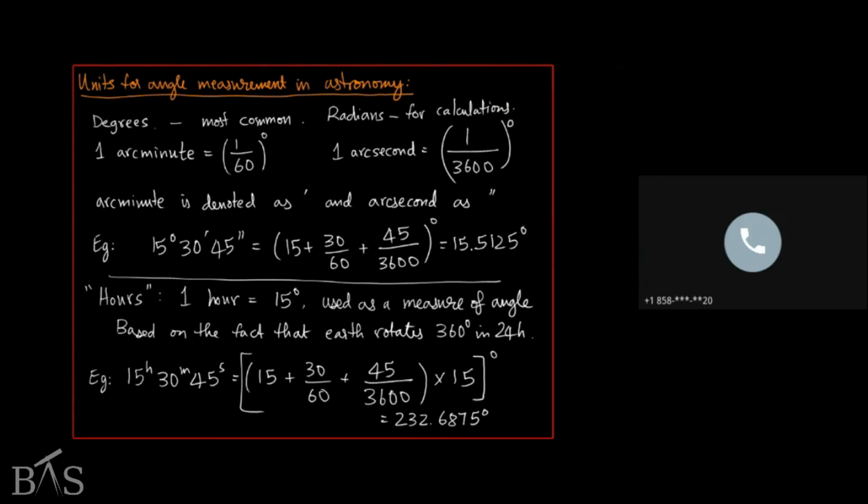So let's start by talking about units for angle measurement in astronomy. The most common way to measure an angle is degrees. Everyone understands what degrees is. 90 degrees is the right angle, right? And there are 360 degrees in the full circle.